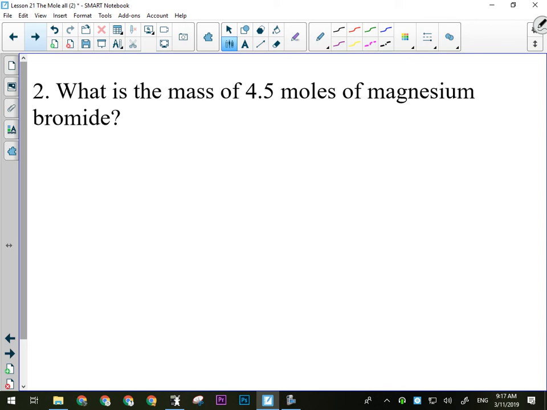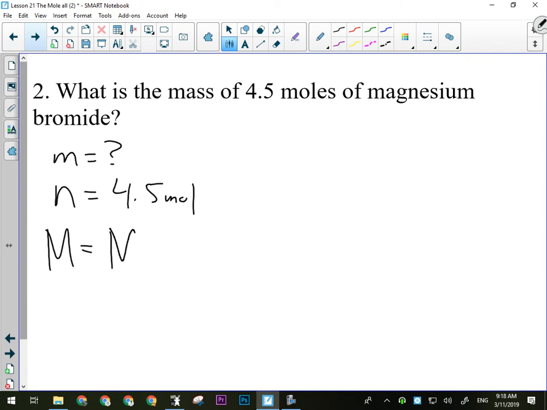All right, so anytime we have a problem to solve in science, the first thing we do is we write down our givens. What is the mass? Okay, so we're looking for little m, because little m is mass. Of 4.5 moles, so what part of the equation is that? N. Okay, of magnesium bromide. All right, that's going to help me get my molar mass.